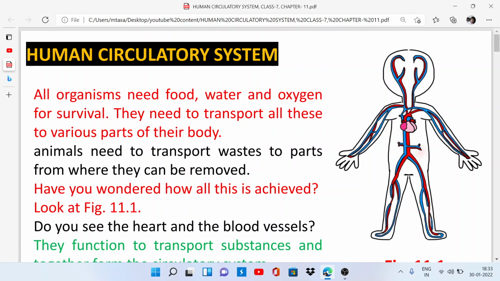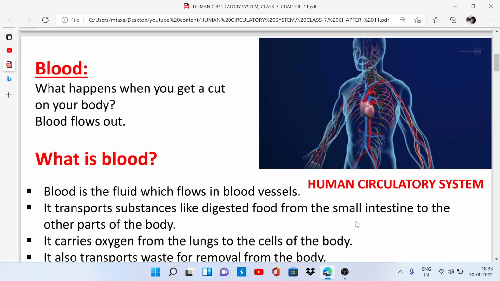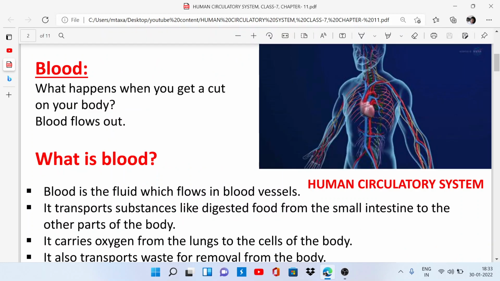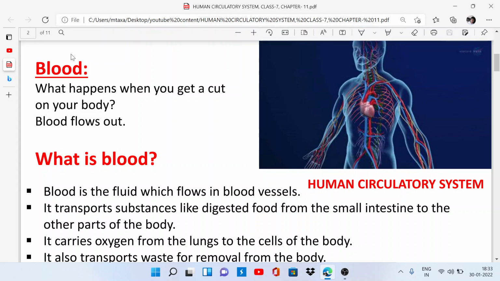But are you wondering how all this is achieved? See this figure. Here you can see the heart and the blood vessels. The heart and blood vessels together function to transport substances and form the circulatory system. In this video, all these diagrams are taken from www.bing.com search. So when we are talking about the human circulatory system, the first point is to know about the blood.